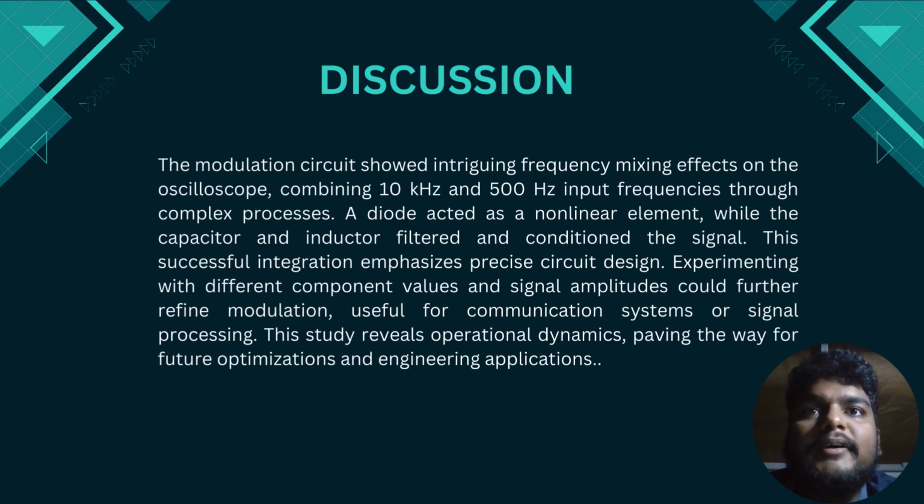I'm going to explain the discussion. The modulation circuit shows integrated frequency mixing effects on the oscilloscope, combining 10 kHz and 500 Hz input frequencies through a complex process called modulation. A diode acted as a non-linear element while the capacitor and inductor filtered or conditioned the signal. This successful integration emphasizes precise circuit design. Experimenting with different component values and signal amplitudes could further refine modulation, useful for communication systems or signal processing. This study reveals operational dynamics, paving the way for optimizing engineering applications. Thank you.